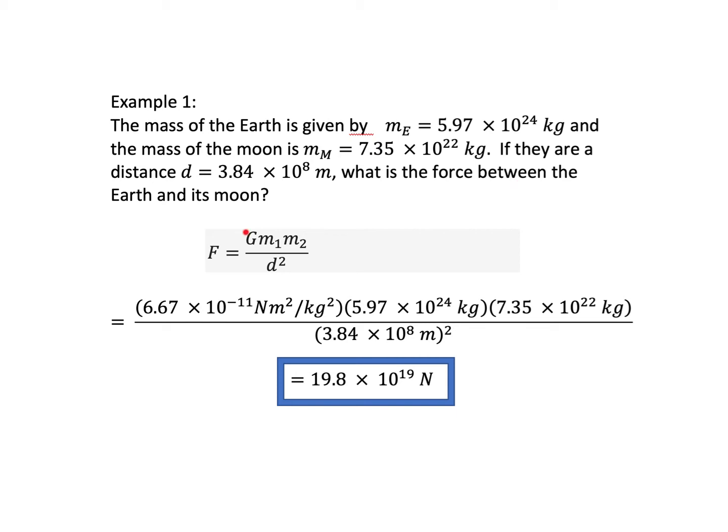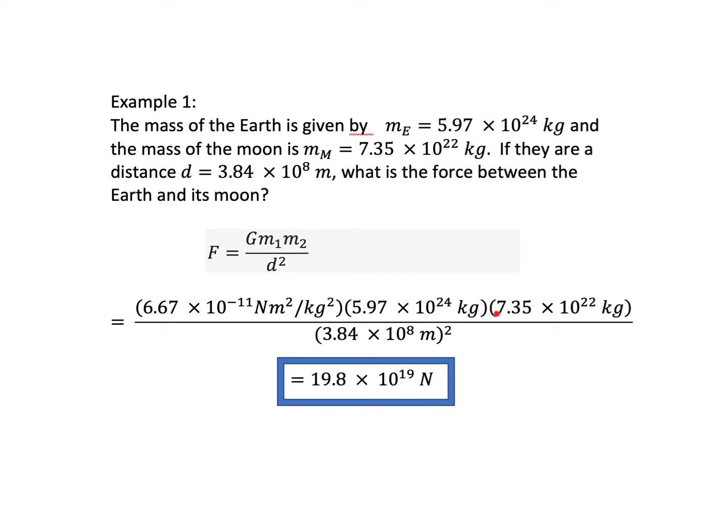To answer that, we simply need to plug the numbers in for each of these variables. So we know our big G is this 6.67 times 10 to the minus 11 newton meter squared per kilogram squared. The mass of the Earth is 5.97 times 10 to the 24th kilograms. That's our M1 here, the mass of the Earth. M2 is going to be the mass of the moon.